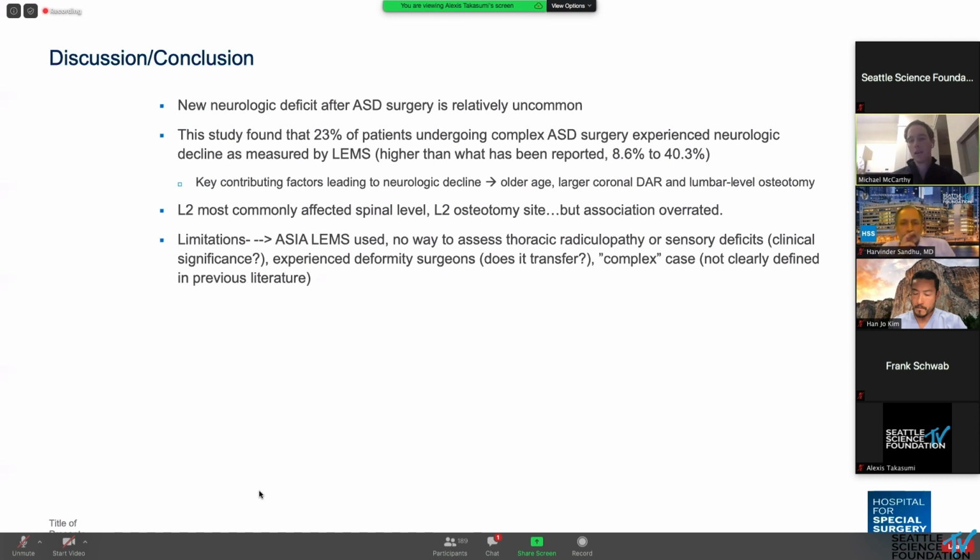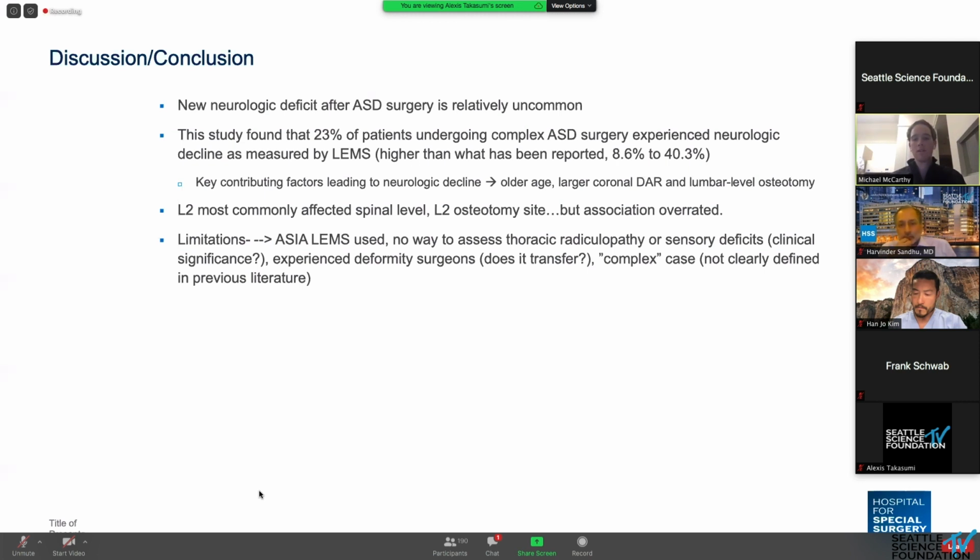But if you look at the literature, it skews pretty high, so it's about 8.6 to about 40. They found that the key contributing factors leading to neurologic decline in these complex patients were older age, larger coronal deformities, and also lumbar level osteotomies. They found that L2 was the most common, and yeah, there was some association with the osteotomy side, but I think this is really overrated, and I think they also kind of highlight some of that, so it's not really something to hang your hat on.